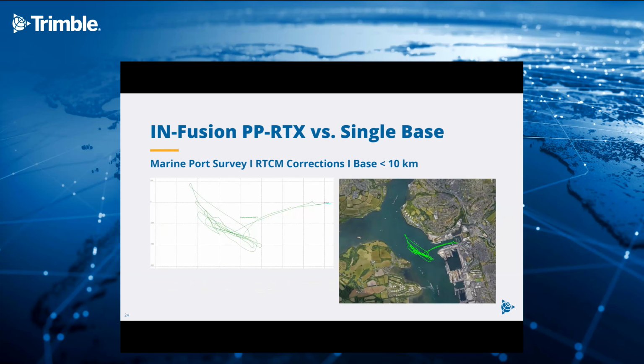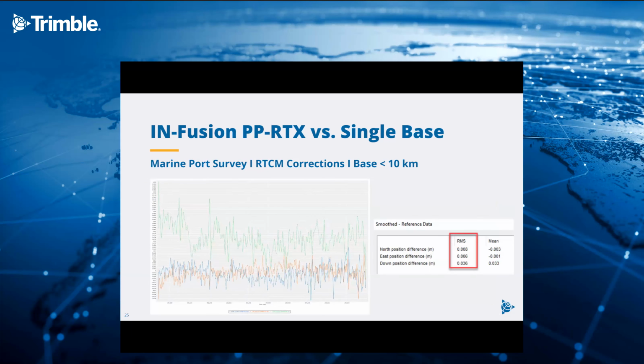Here an example for a marine port survey where RTCM corrections were available and the base station was in a radius of below 10 kilometers. Same thing here. We compare Ion Fusion PP-RTX processing against single base processing, and we have an RMS value which is even below 1 centimeter horizontally and vertically below 4 centimeters.